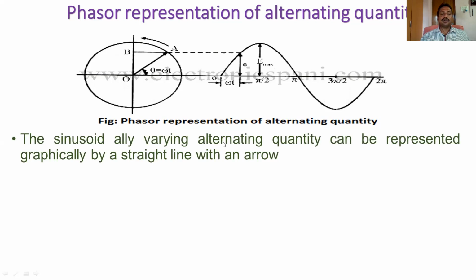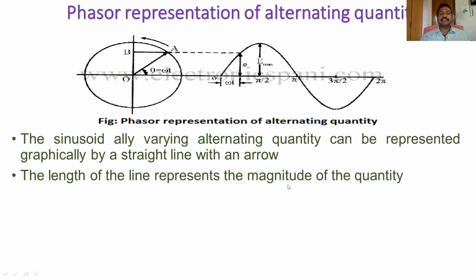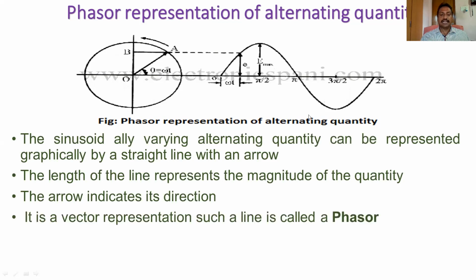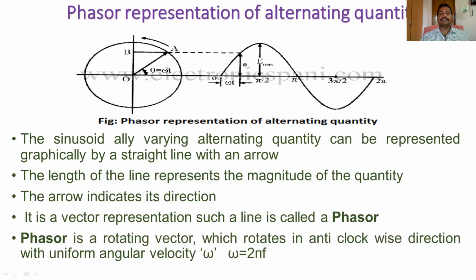See that a sinusoidally varying alternating quantity can be represented graphically by a straight line with an arrow. The length of the line represents the magnitude of the quantity, either voltage or current, and the arrow indicates the direction. It is a vector representation. Such a line is called a phasor. A phasor is a rotating vector which rotates in the anti-clockwise direction with uniform angular velocity omega. Omega equals 2 pi f.